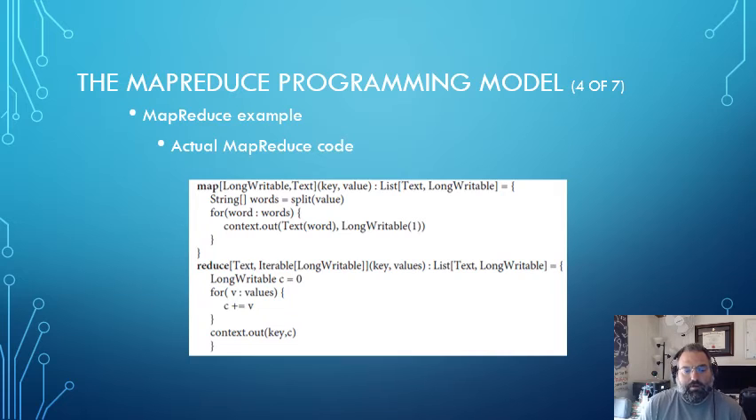A more real example is that same kind of algorithm in the actual implementation. The map is essentially taking a list of text and words, splitting it and outputting the counts of those words. It's literally what it's doing. And then the reduce is taking essentially that list and merging them together based upon their values.